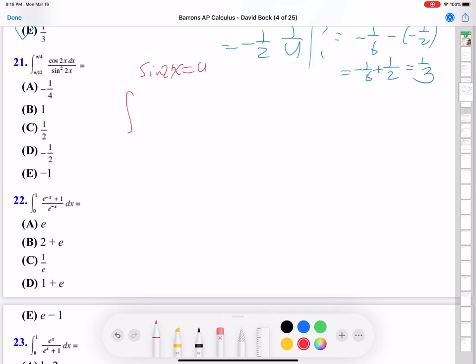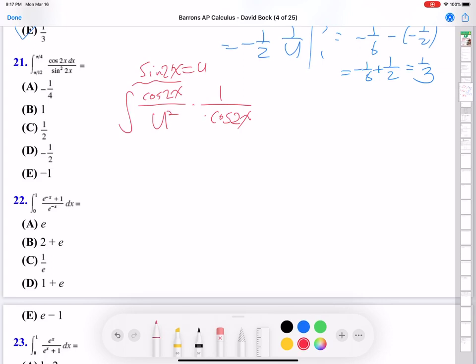Keep doing that. Integral cosine 2x over sine squared 2x, so u squared. And then 1 over the derivative of the u part. Sine's derivative is cosine, and by the chain rule, times 2.